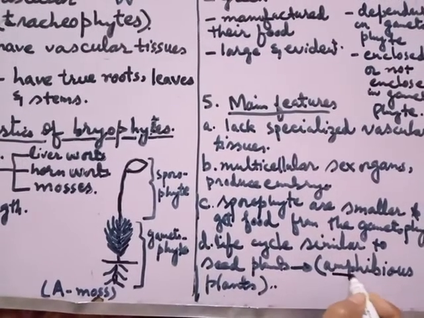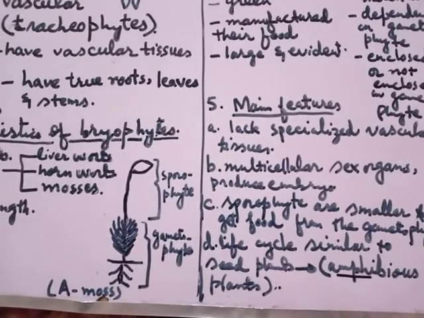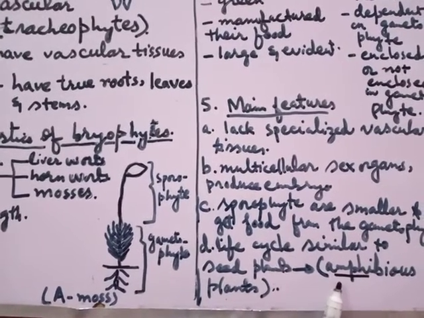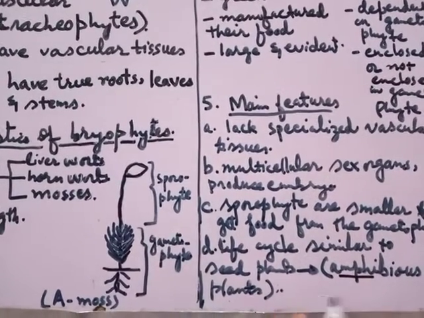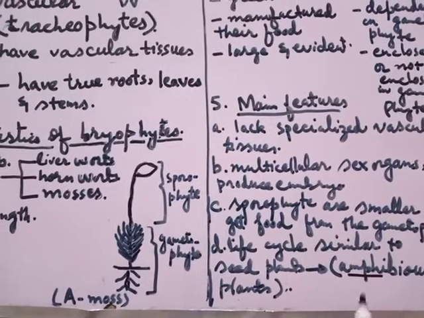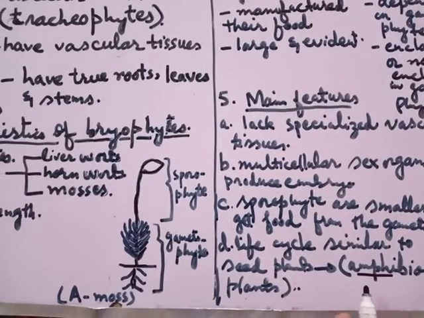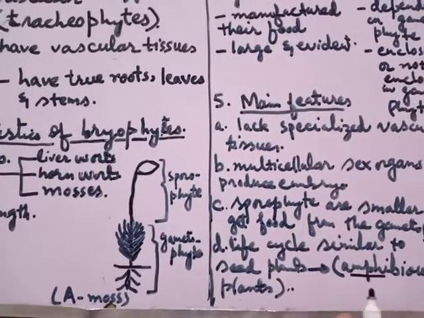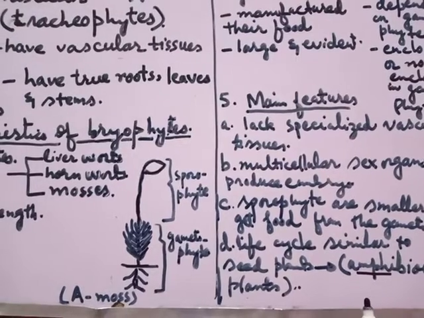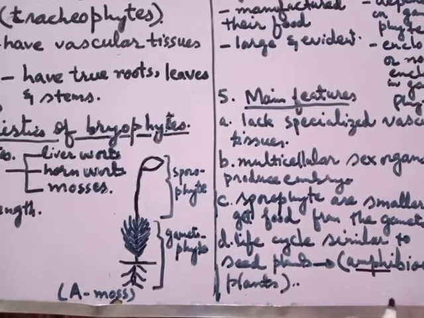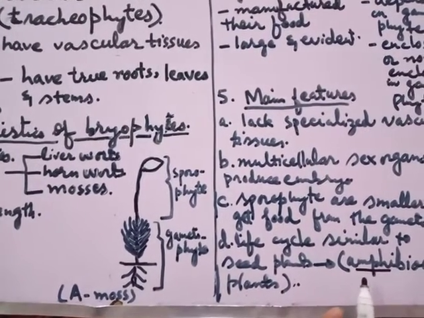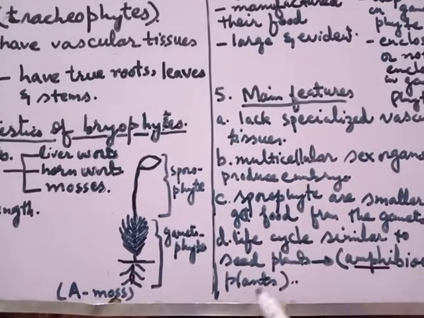The word amphi means both, because although they are land plants, they are still dependent on water for the process of reproduction, like amphibians are the amphibia group of animals. That's why we call them what? Amphibious plants. So this is all about what?